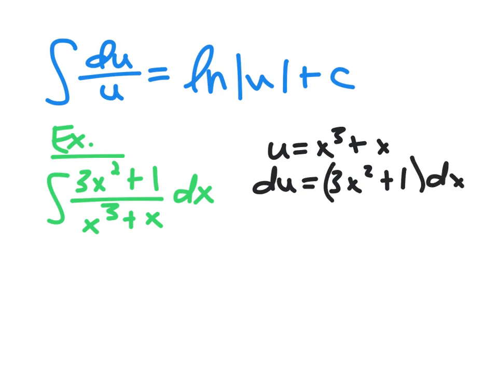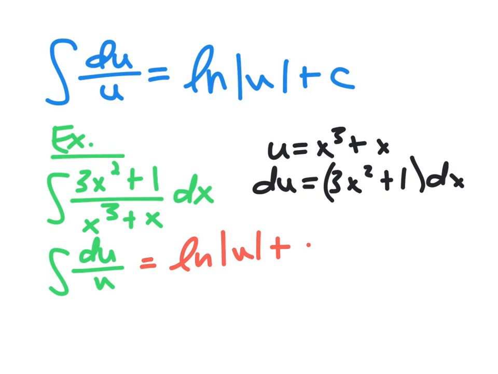Notice I have all of the du in the numerator right here. So when I go back and substitute this in, I have the integral of du over u. And based on our formula, the integral of du over u goes back to the natural log of the absolute value of u plus c. And then the last step is just go back and plug in your u. So natural log absolute value of x cubed plus x plus c.